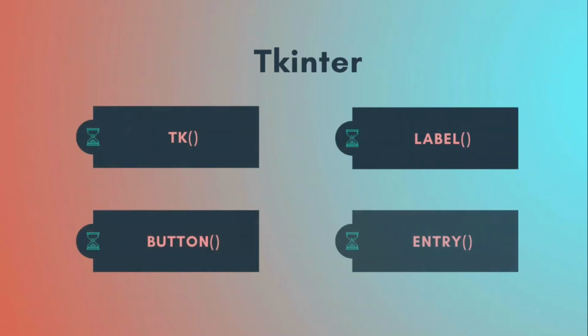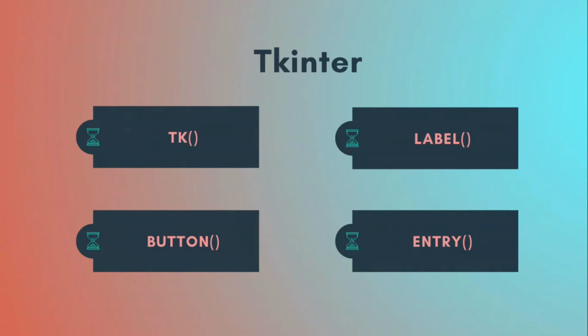Here are some important functions and classes in Tkinter: Tk, Label, Button, and Entry. Tk is the main window of your application. You create an instance of this class to create the main window. The Label widget is used to display text or images. It doesn't handle user inputs.